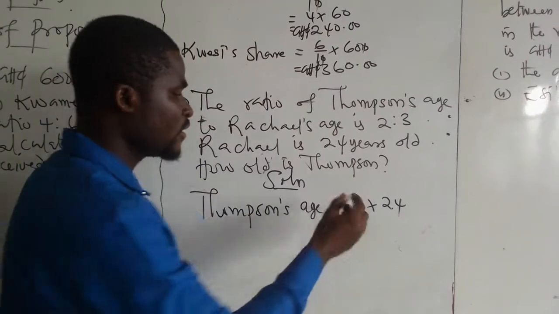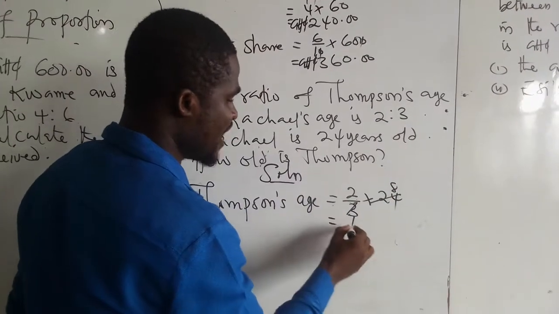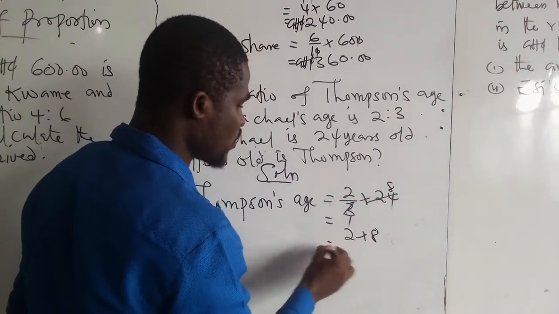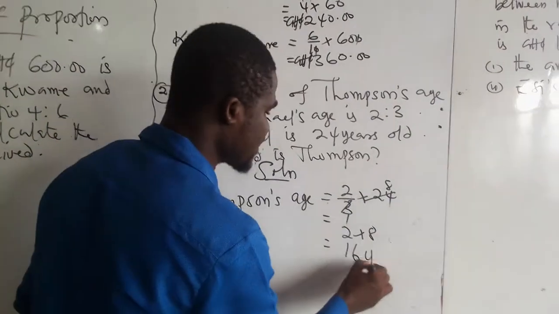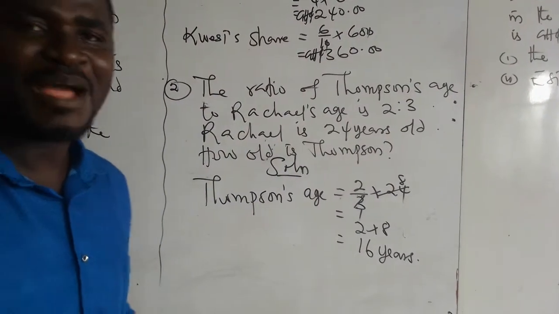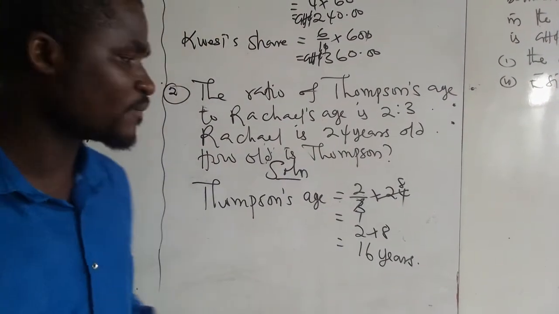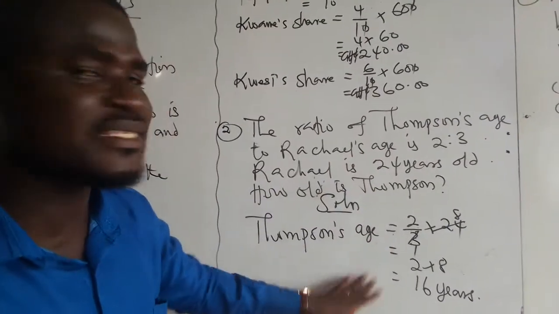So let's cancel. 3 goes here 1, 3 goes here 8. So we have 2 times 8, which will give us what? 16. So it means that Thompson's age is what? 16 years. Are you getting it? That's good. So this is how you're going to find Thompson's age.